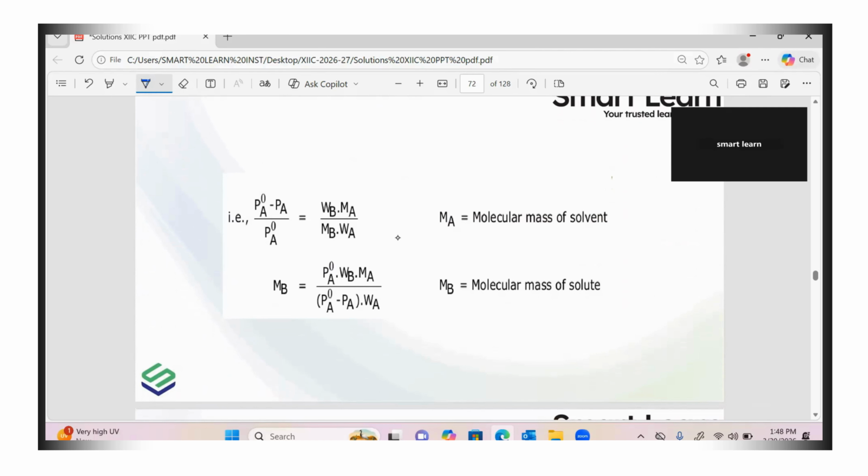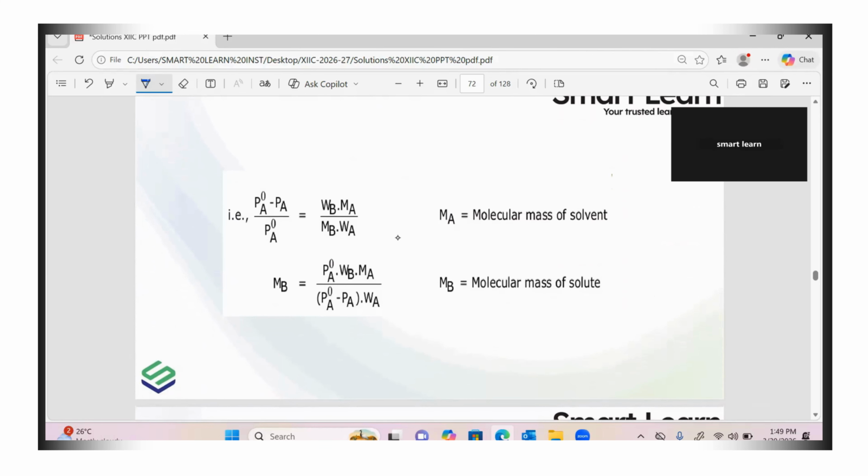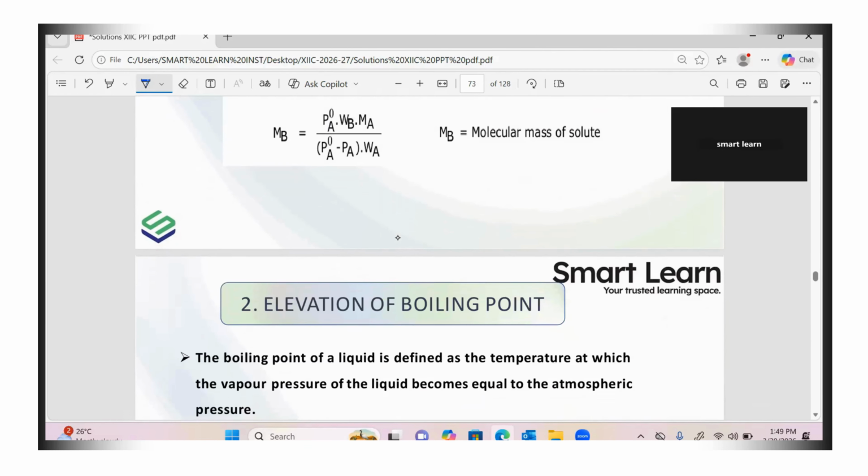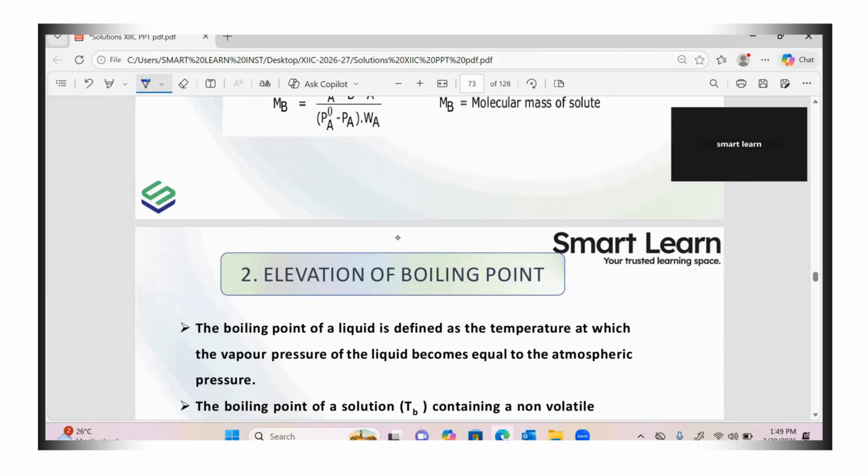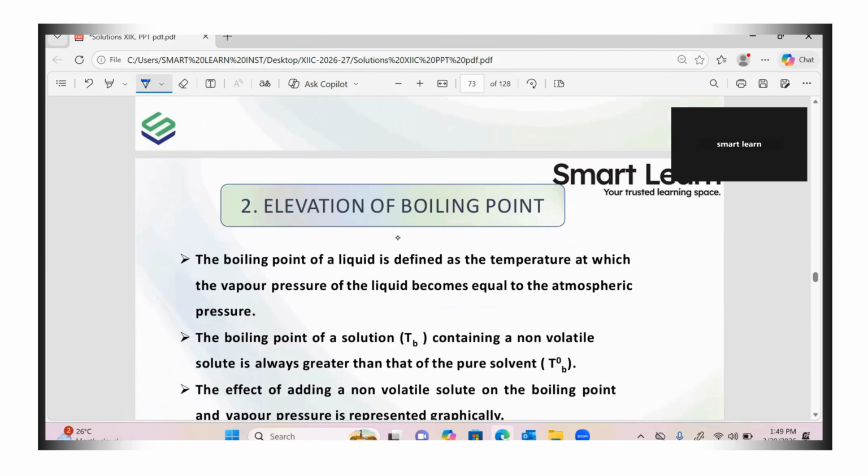So the molecular mass of the solute is equal to P naught A into Wb into Ma divided by (P naught A minus Pa) into Wa. You know each term: Mb is the molecular mass of the solute, Ma is the molecular mass of the solvent, Wb is the weight of the solute and Wa is the weight of the solvent. P naught A is for the pure solvent and Pa is for the solution. Where M2 is the molar mass of solute, M1 is the molar mass of solvent, and W1 and W2 are the masses of solvent and solute respectively.